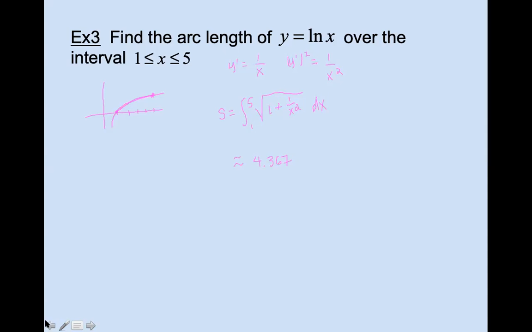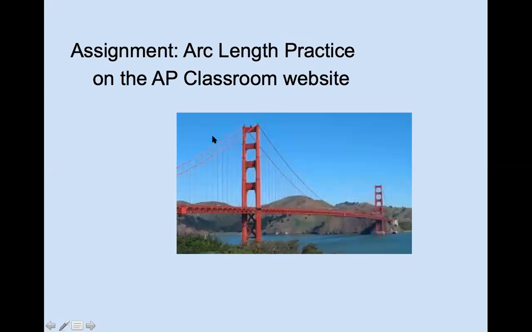All right, so our last slide just says what today's assignment is. It's called arc length practice. I think there's 4 problems. I think there's 1 free response and then the others are multiple choice. It's on the AP Classroom website. So you guys can go ahead and get going on that. Just email me if you have any questions.